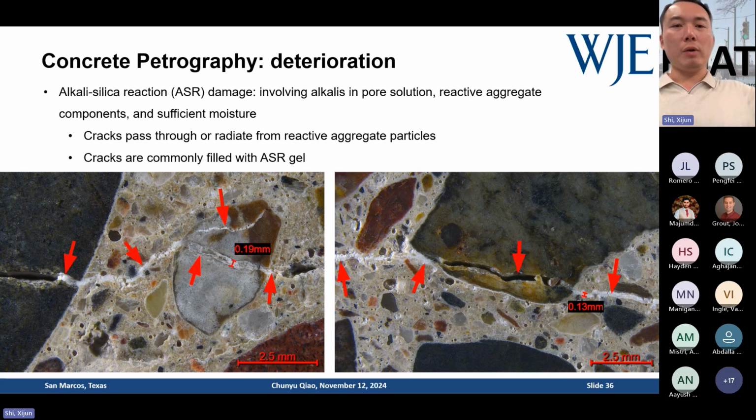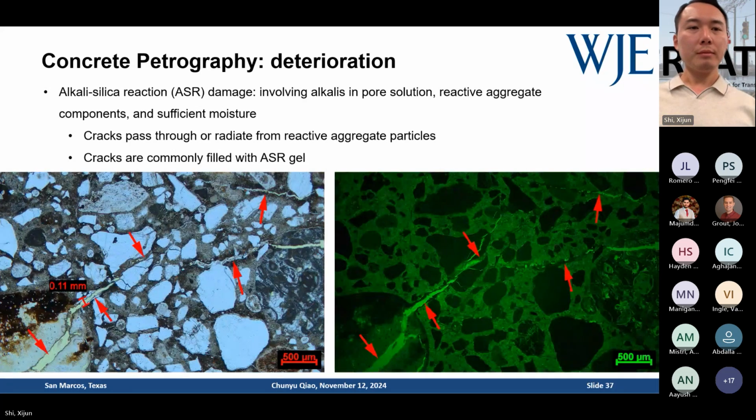So you see those white deposits on the polished surface. The one on the left and the one on the right, these two images, this concrete is from a water treatment plant from Arizona. So you see the ASR damage: two aggregates on the left are breaking by a crack filled with ASR gel. That's a typical feature for ASR damage when we examine a concrete sample.